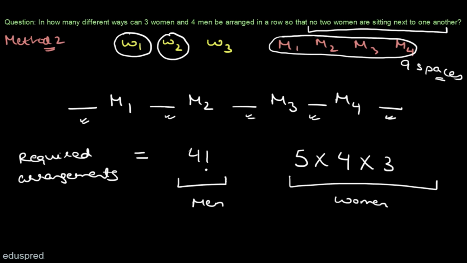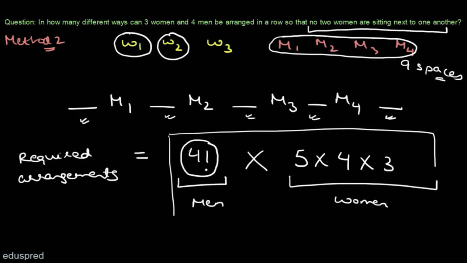So this is the number of ways in which you can arrange men, that is 4 factorial, and this is the number of ways in which you can arrange women, 5 multiplied by 4 multiplied by 3, and you have to arrange men and women, so that means you have to multiply these two. And this is your final answer. So your answer is 4 factorial multiplied by 5 multiplied by 4 multiplied by 3. And I'm sure you can do the calculation and find the final number on your own.